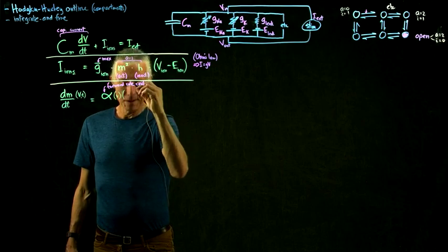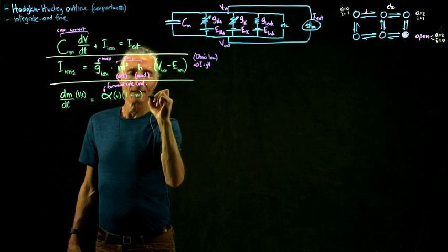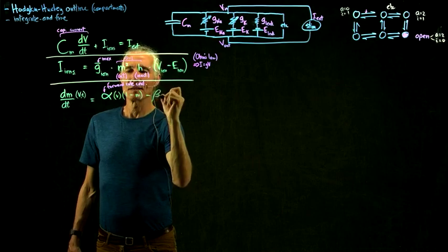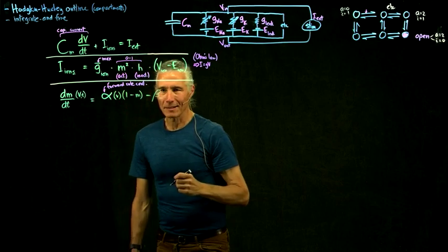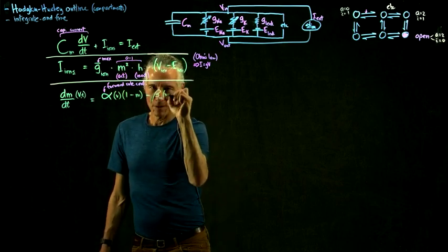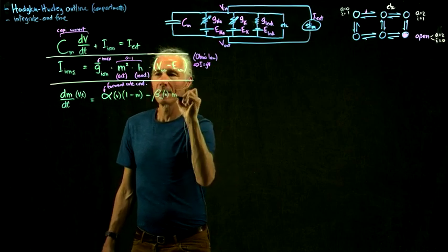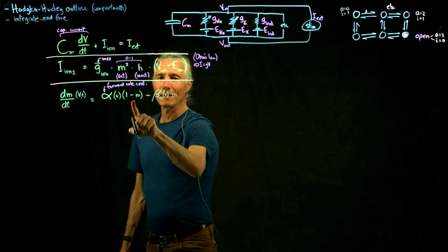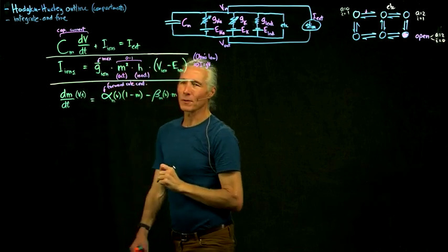So this guy is 1 minus m, and then the backward rate constant, also dependent on voltage, is just multiplied by m. So you have 1 minus m and m. And so here's the forward rate constant for the m variable.